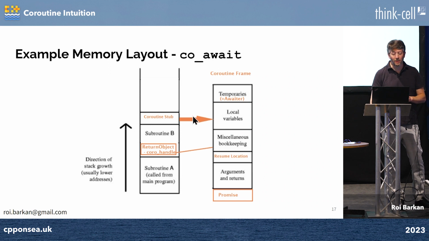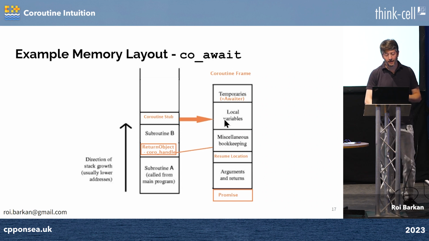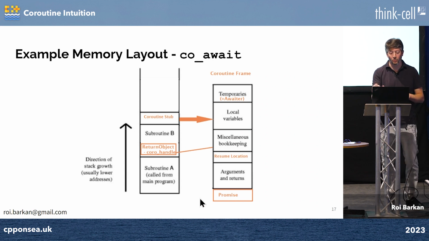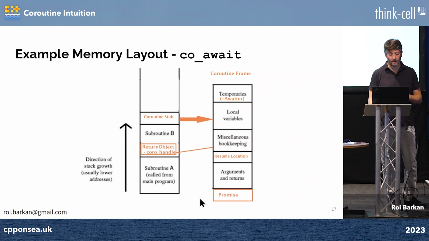So we can see the subroutine B will typically hold an automatic variable, a stack variable, which is the return object. And that return object will typically have a private member, which is the coroutine handle. And the coroutine frame itself, among its temporaries, will have this awaiter that it created that told it that now is a good time to suspend. And the promise is also right next to the coroutine frame, just sitting there, knowing how to control this coroutine.